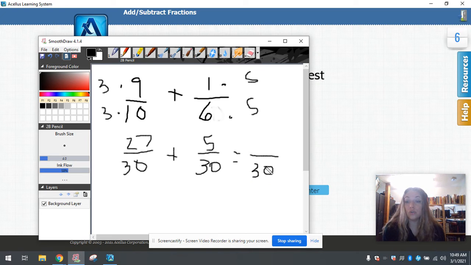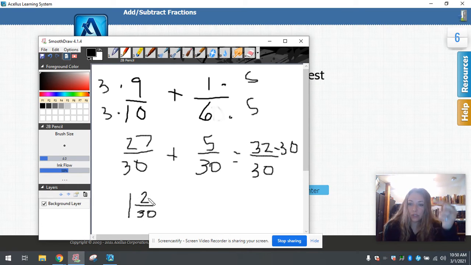Okay, when I add them, I do not add the denominators. You add the numerators. So we have 27 plus 5 gives us 32. And like we did before, we could go 32 divided by 30, and we'd get 1 point something. So 1 would be my whole number. And what I've just done is taken 30/30 away from my numerator and set it here as a whole number. Now my numerator is 2 and my denominator is still 30.